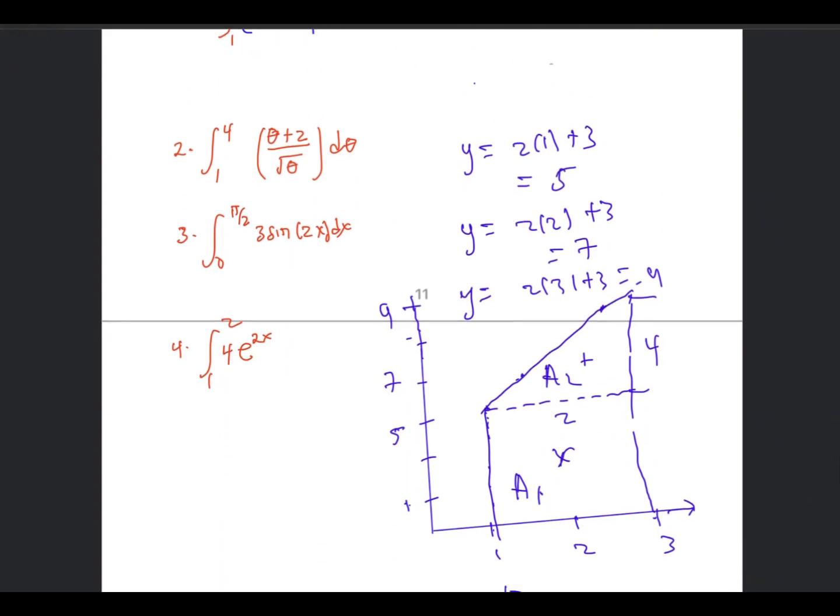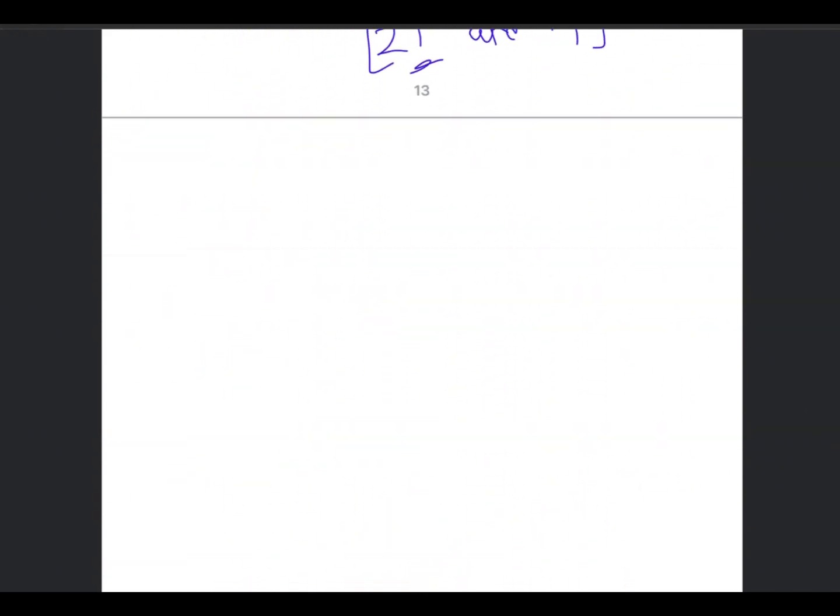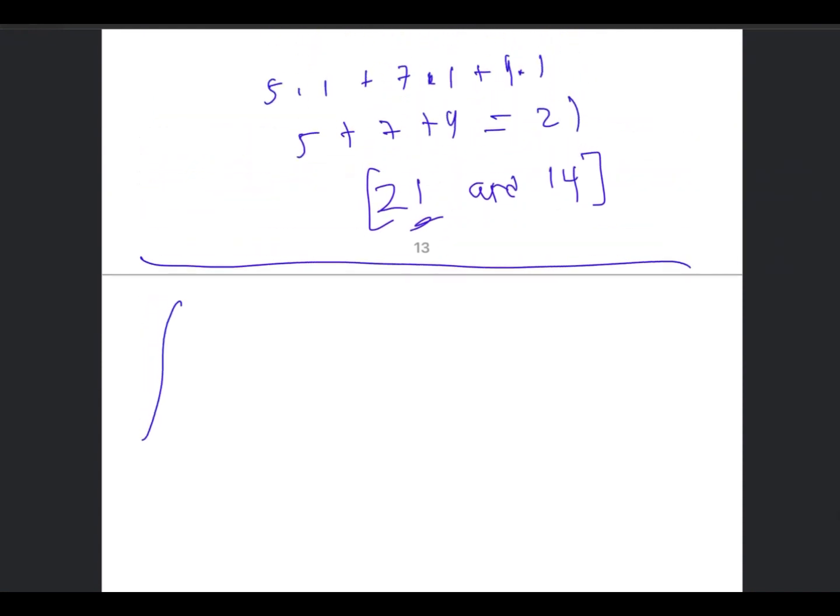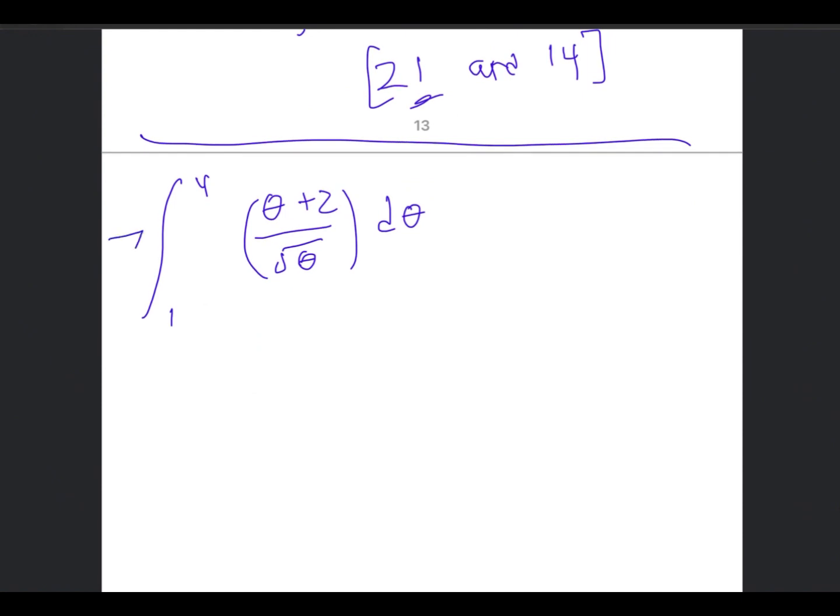So the second question. That's the first one, I was just using it to explain certain things for you to understand. So let's look at the second question. For the second question, they are asking us for the integral from 1 to 4 of theta plus 2 over square root of theta, d theta. That's our second question. So this is the same procedure. You can pause the video and solve it, and then come and check your answer as well.